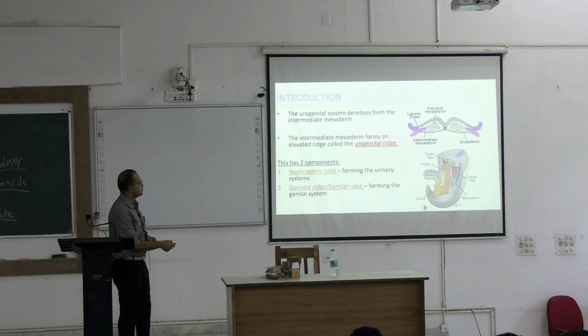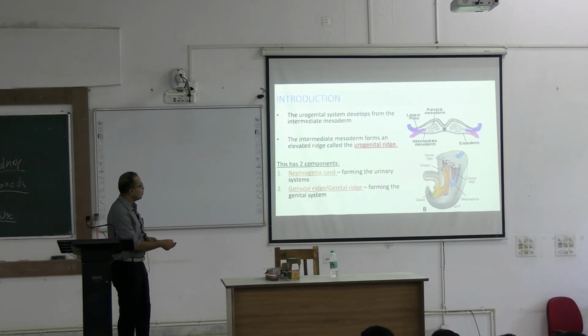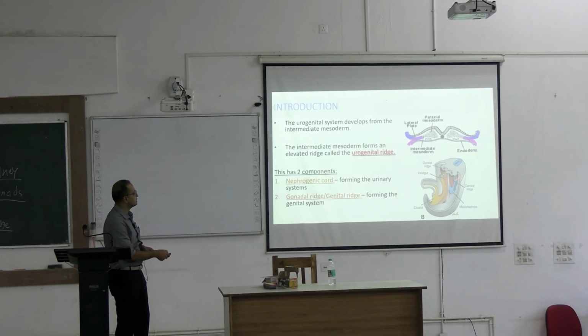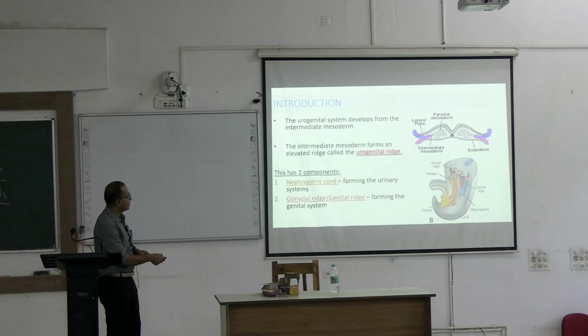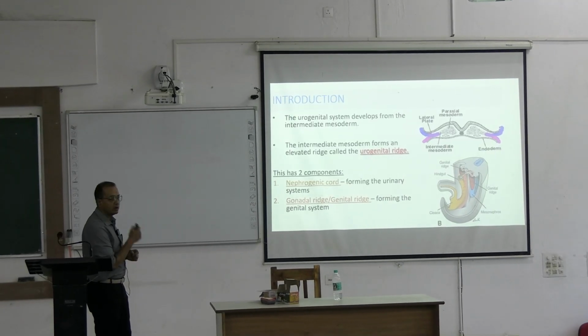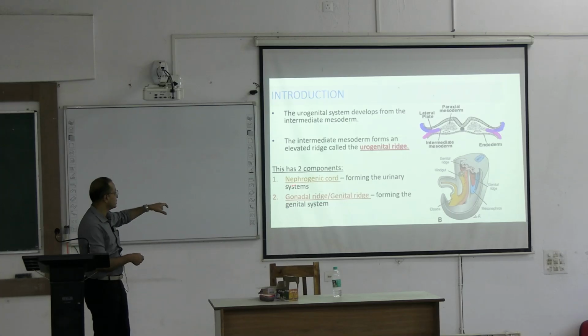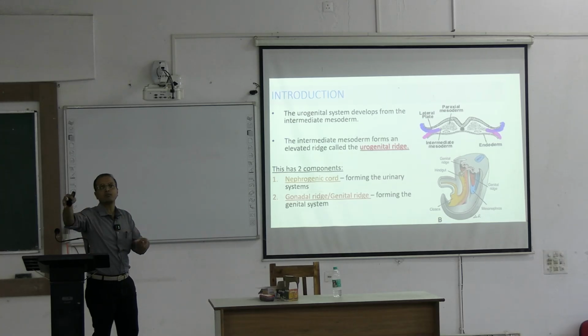So, this is paraxial mesoderm, intermediate mesoderm, lateral plate mesoderm. This intermediate mesoderm goes through changes, which are highlighted in this B specimen picture, which is schematic of course. The green and the red are the intermediate mesoderm region, denoting the gonadal or genital ridge, and the blue area highlights what we call the nephrogenic cord or nephrogenic areas. We are going to stretch this to learn further.